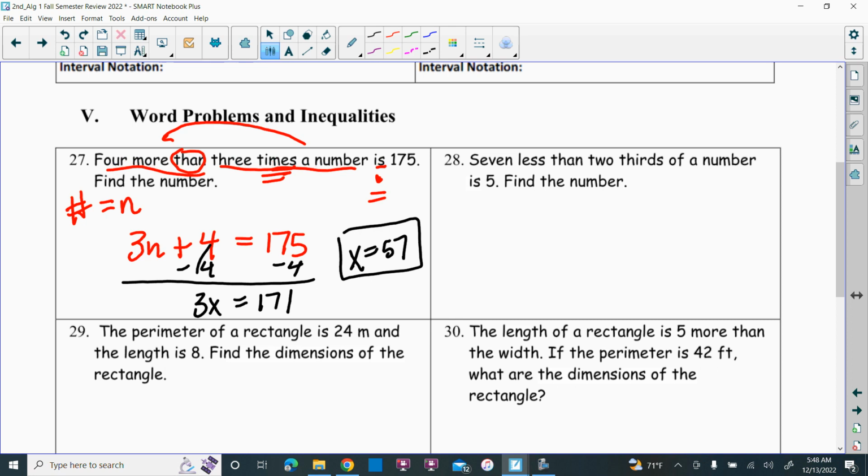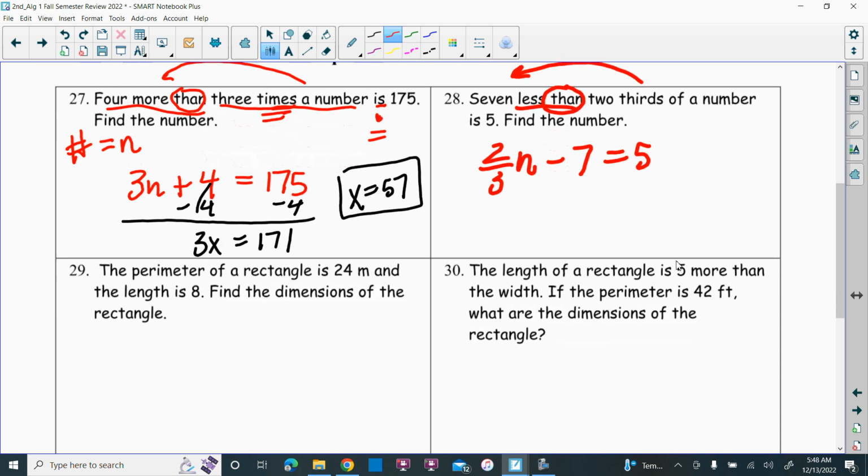Okay. So on 28, we have 7 less than 2/3 of a number. Again, that means we're going to switch these around. So 2/3 of a number would be 2/3 n, minus 7, since less than is subtraction, is 5. So hopefully that's your setup. And then we're solving. This should come out to be a whole number.